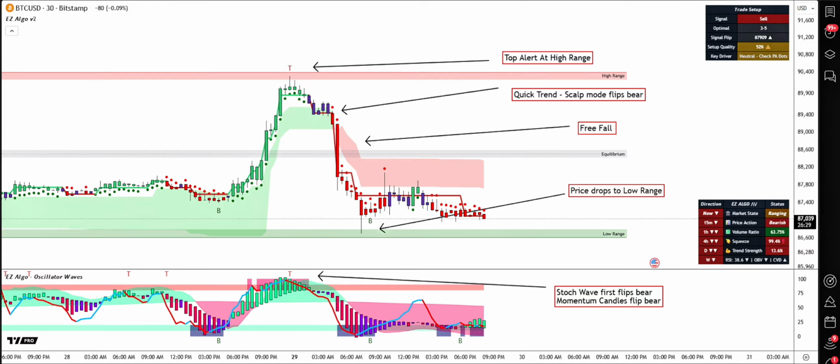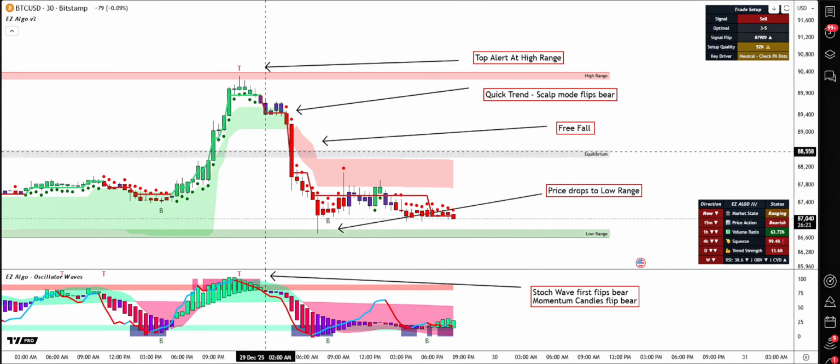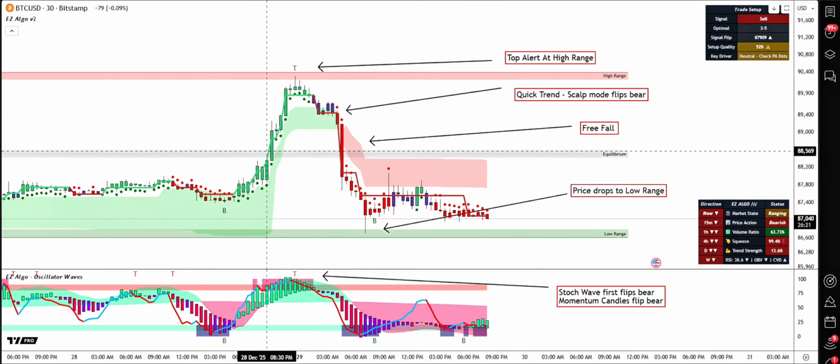So before we get started, I want to show you guys Bitcoin here. This is an example that took place last night on Sunday. There's quite a few people that got excited about this move up on BTC. However, V2 and oscillator waves both were telling us this move was going to completely retrace back down.